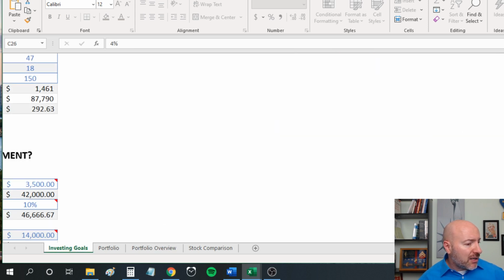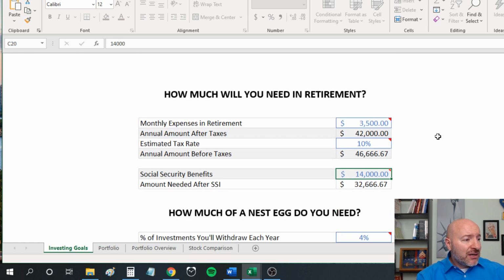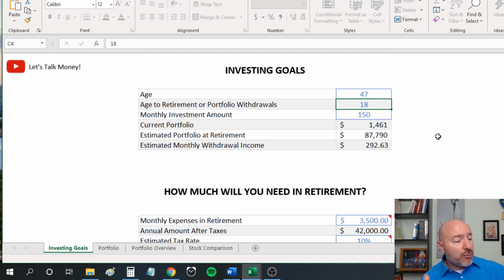Finally, we'll look at this investing goals tab here. Like I said, he's 47. He wants to retire a little bit earlier. He wants to retire by 65 if he's able, and he's investing about $150 a month. So we do that, and yeah, obviously, he's getting started late, but he's getting started, that's the important part. And this is kind of showing his portfolio at retirement.